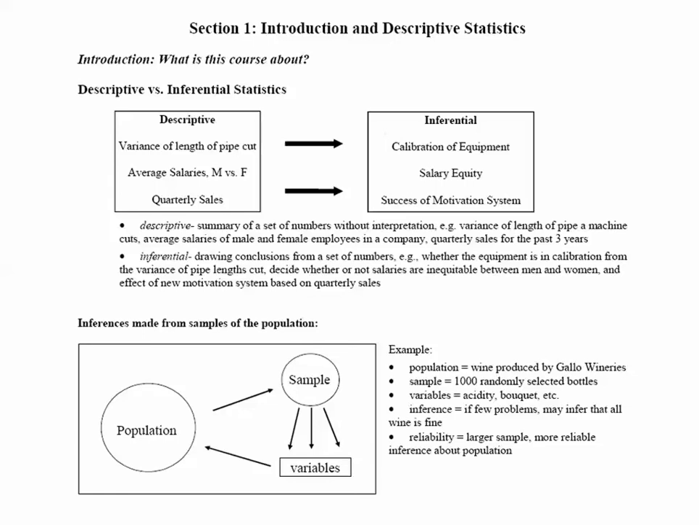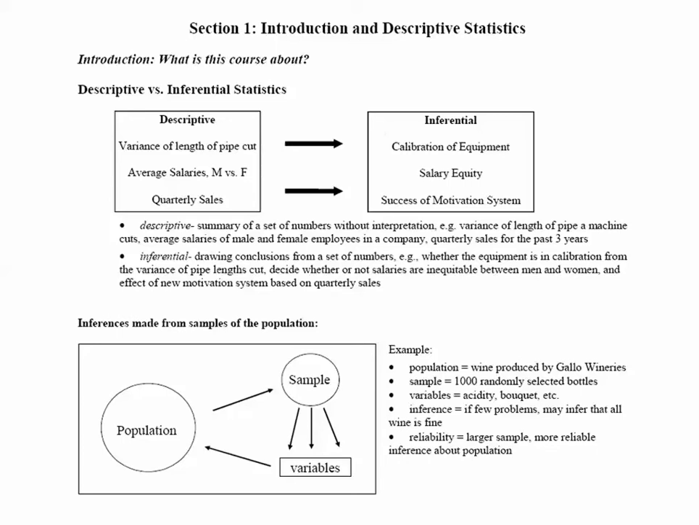This is section 1, Introduction to Descriptive Statistics. Descriptive statistics are a way to measure. Another word for describing in statistics is to measure something. So if we want to make a description of, say, the variance of the length of pipe, we could measure that. And what would we want to measure it for?